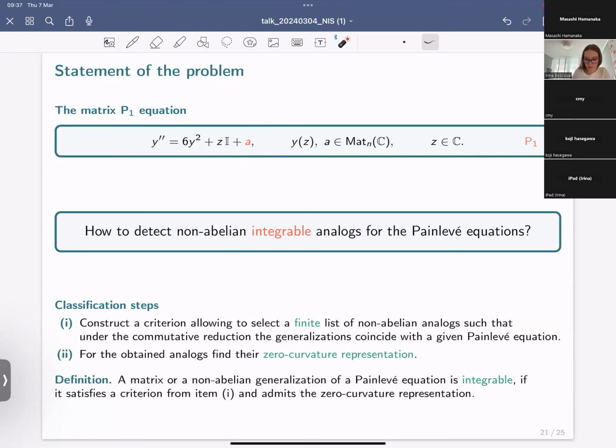And finally, we give the following definition: a matrix or non-abelian generalization of the Painlevé equation is integrable if it satisfies a criterion given in item 1 and admits zero curvature condition, zero curvature representation.